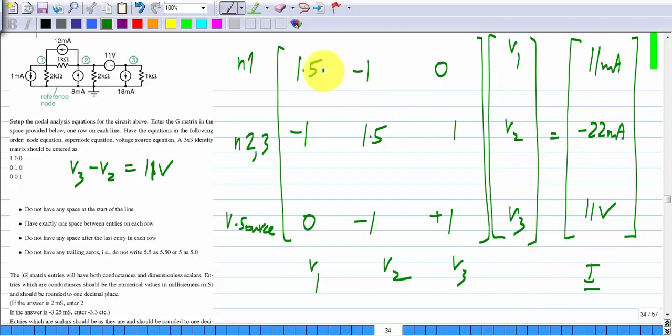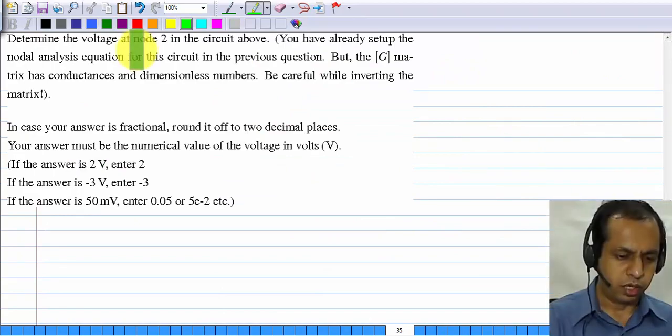And even the G matrix, these are all in millisiemens, whereas the last row, it has dimensionless entries. Anyway, in this case, you have to enter the G matrix entries, which means this is the matrix that you have to enter. Okay. And you have to find the voltage at node 2.